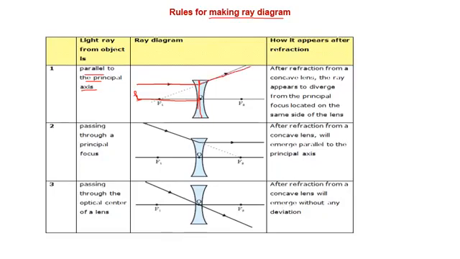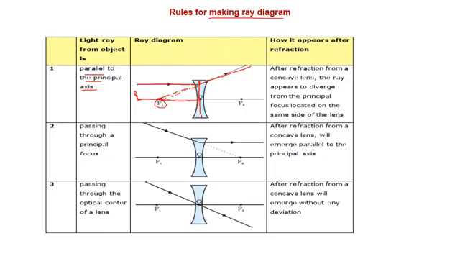It is getting diverged, but it appears that the ray diverges from the principal focus. Now the ray is getting diverged, but what we have to do is extend it backward towards the focus, and now it appears that it is getting diverged from the principal focus located on the same side of the image. Now this F1 will be the principal focus located on the same side of the lens.